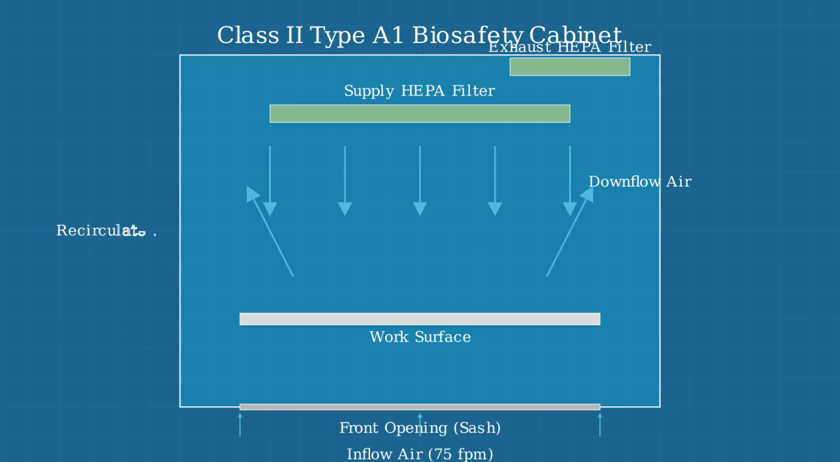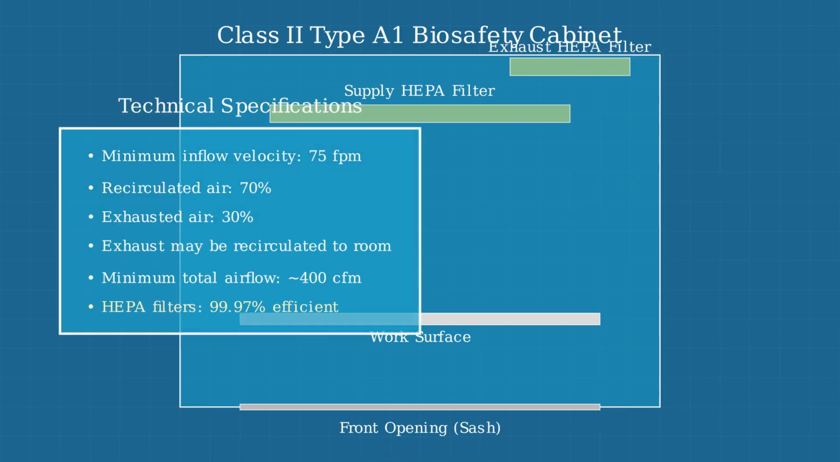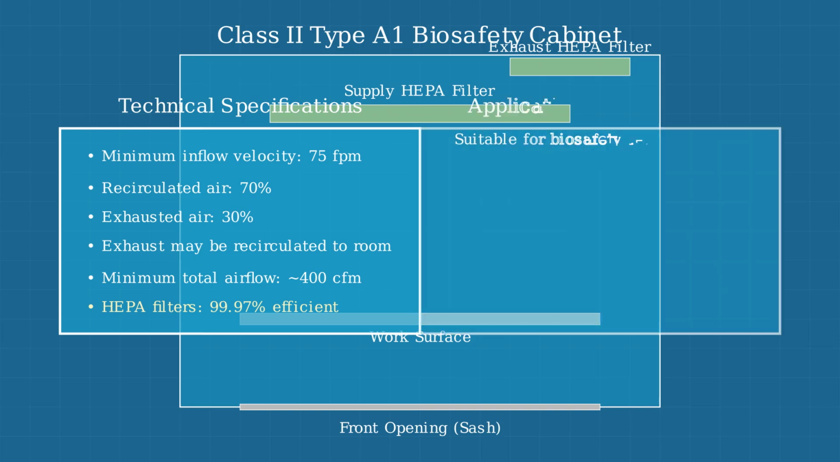A key characteristic of Type A1 cabinets is that 70% of the air is recirculated through the supply HEPA filter. The remaining 30% is exhausted through the exhaust HEPA filter, which may be recirculated into the laboratory. Let's examine the technical specifications of Class 2 Type A1 cabinets. Class 2 Type A1 cabinets are suitable for work with agents requiring biosafety level 1, 2, or 3 containment.